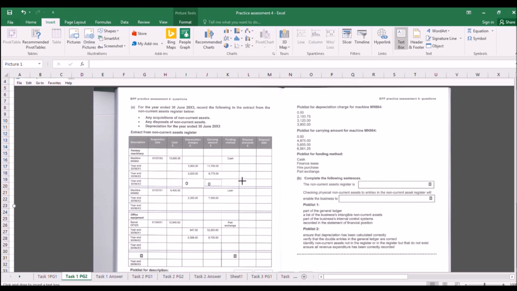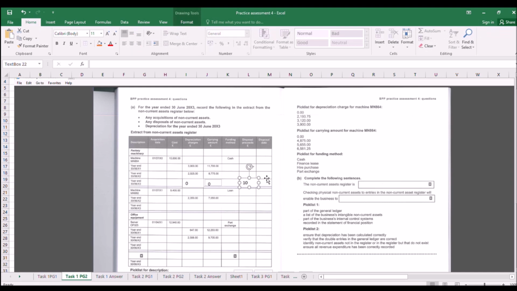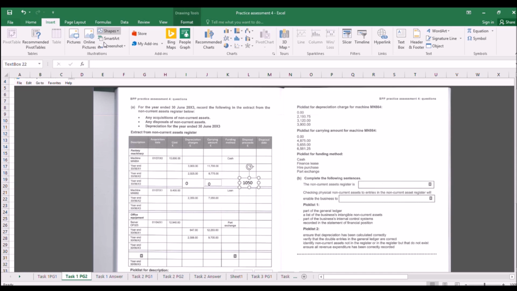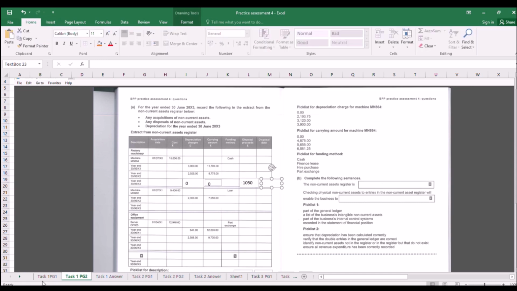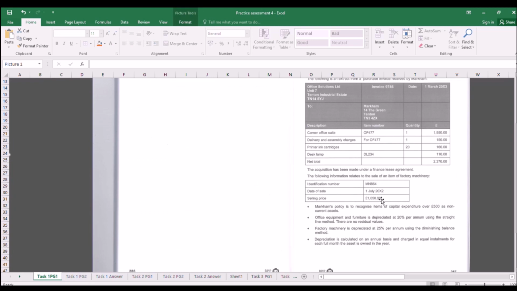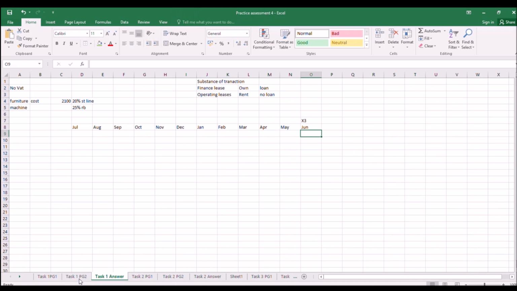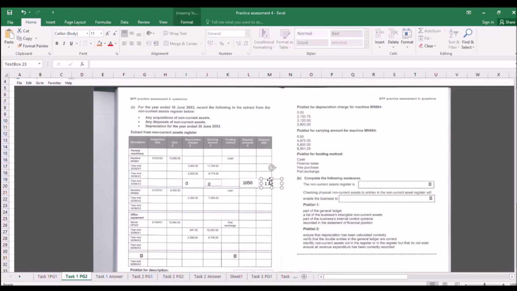Disposal proceeds 1050. And we would also put in the disposal date as well, which I think we decided was the 1st of July X2. Right, okay. 1 July X2. Okay. That allowed us to do that first bit, that first line. There we go. Okay.